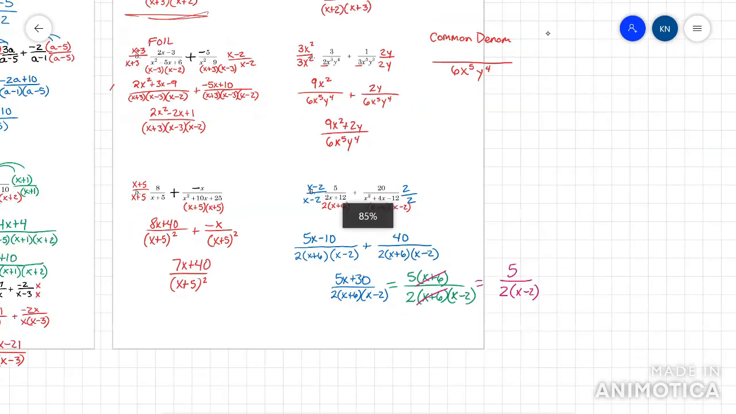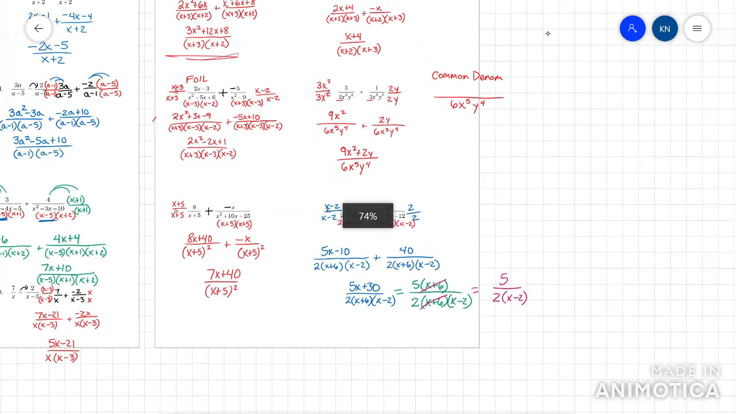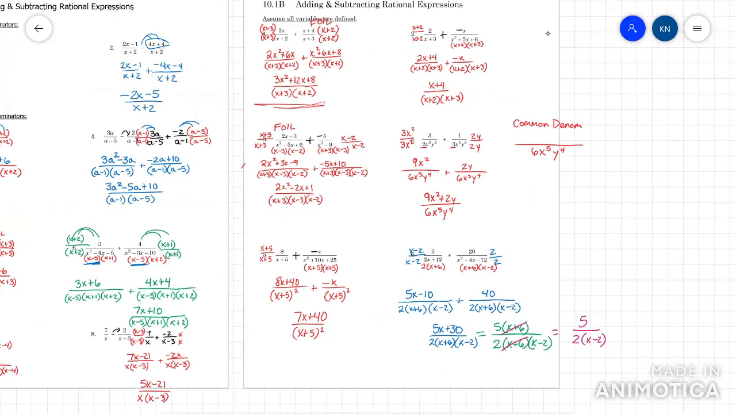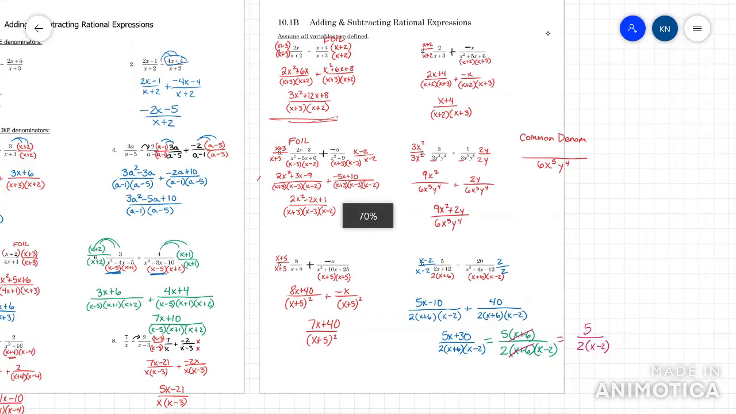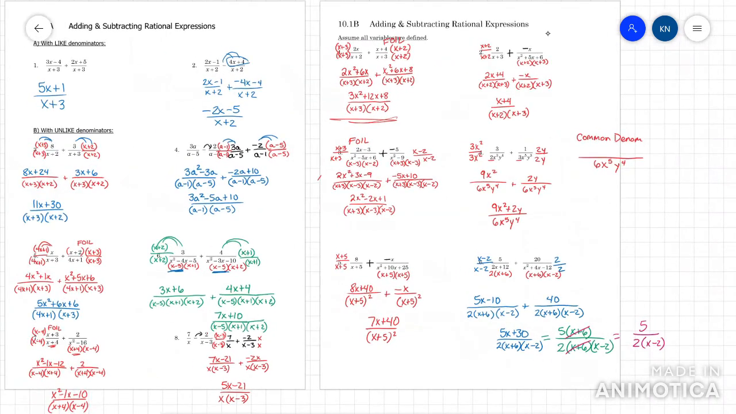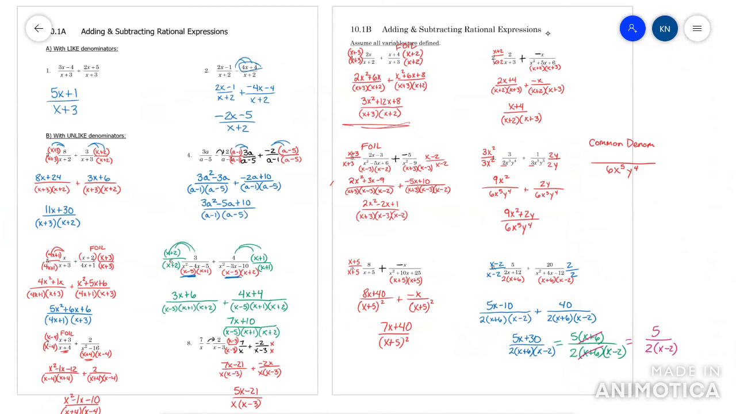Okay, so it's all about the common denominator and making sure you're distributing and watching your minus signs and being able to run FOIL. So hope this video helped.